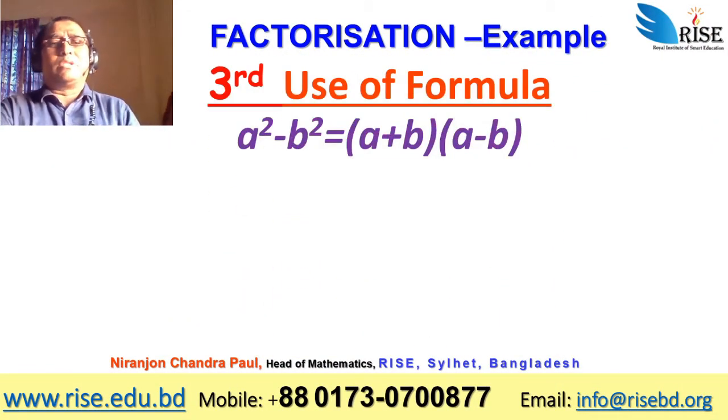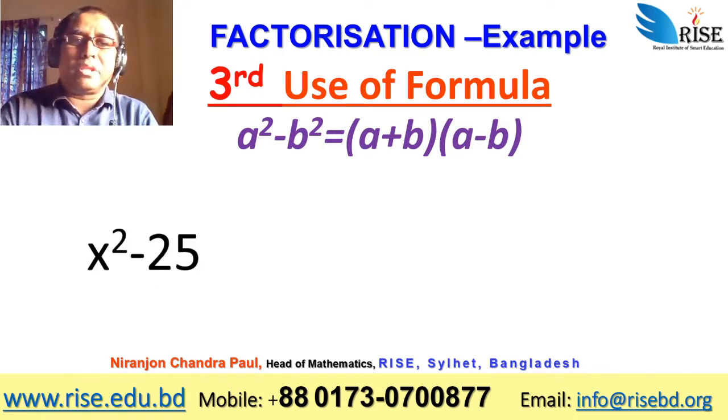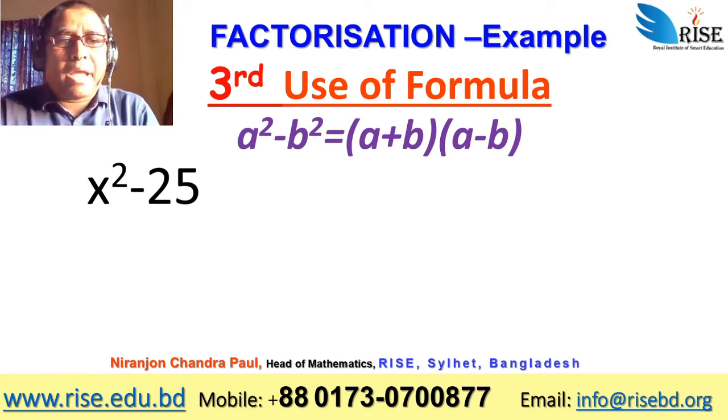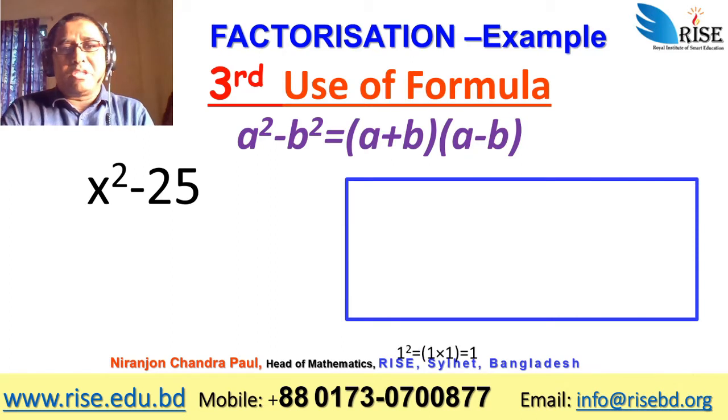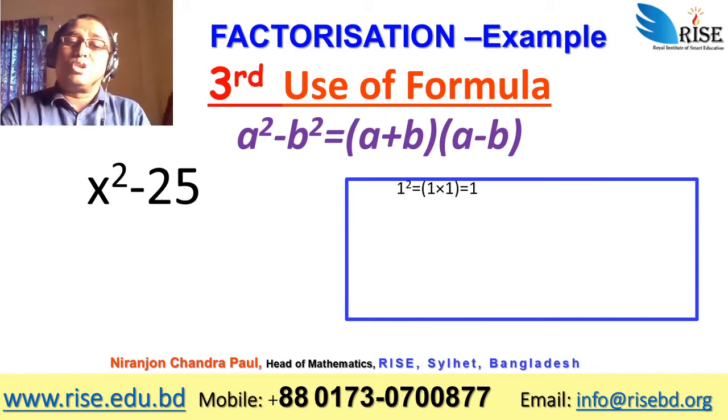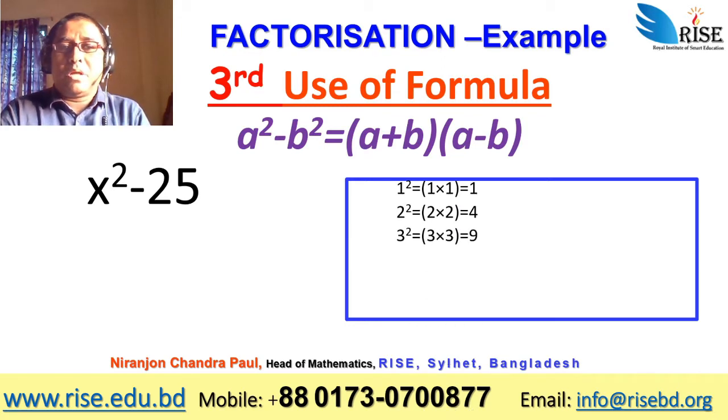Now look at the third rule. If your first and second rules fail, that is, you cannot use the first and second rule, then you have to go for the third rule. Look at that, x square minus 25. Before I start this one, I have to look at some square numbers. I think we learned it before, so just have a look. These are the square numbers.